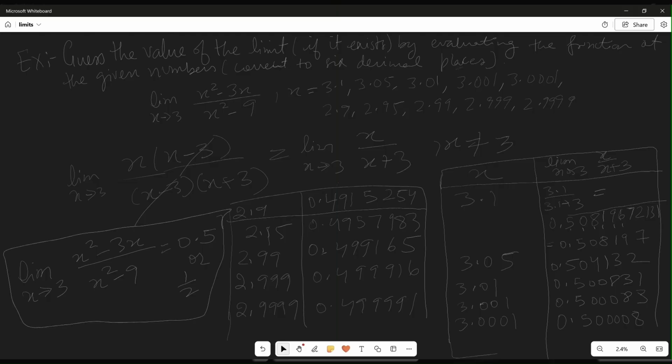You can also, just to check that you're getting the correct answer, plug in the value here once we simplify the expression, because we already know at x equal to 3 the original function is undefined. So you can plug in this value here and see what we get to make sure you're getting the right answer. So this is 3 over 6, which is 1 over 2.